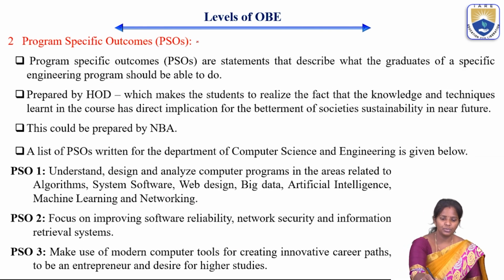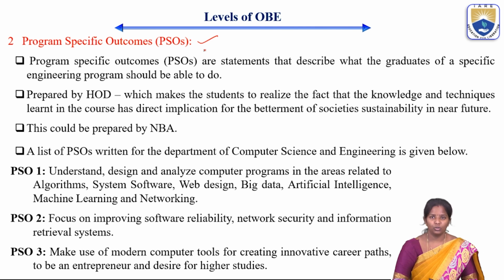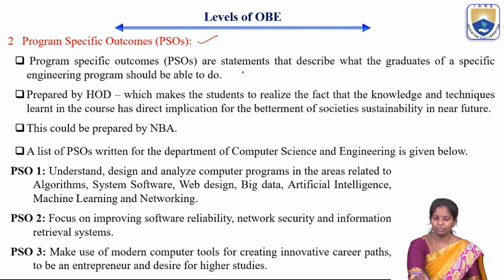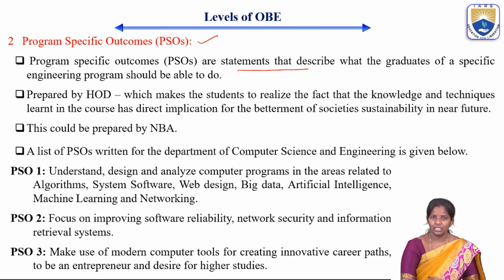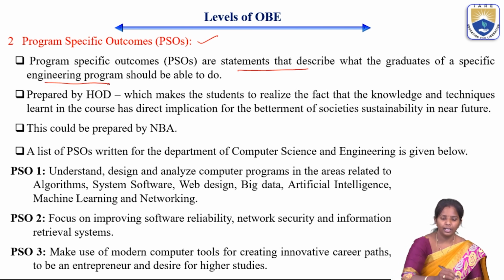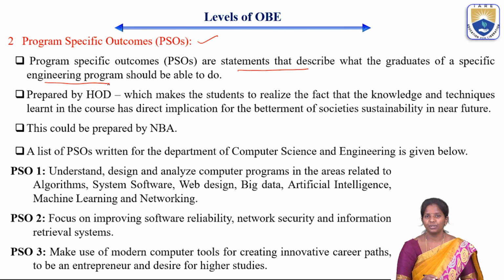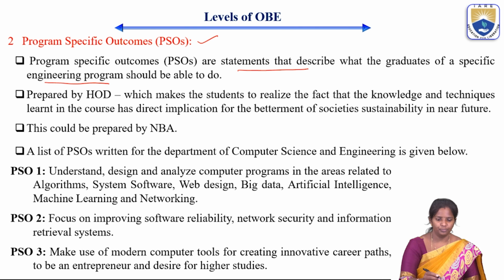The next one comes the program specific outcomes. So this is a statement that describes the graduates of a specific engineering program. It is specific to a particular course. For example, a graduate in aeronautical engineering: it is the program specific outcome for the aeronautical engineering. So that is the engineering program where the student is getting graduated. So they should be able to do the task.